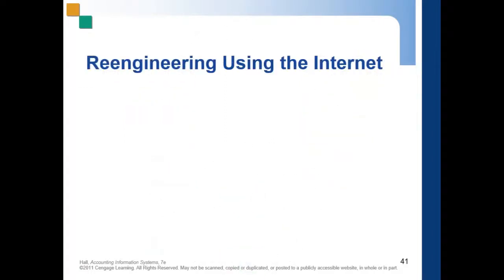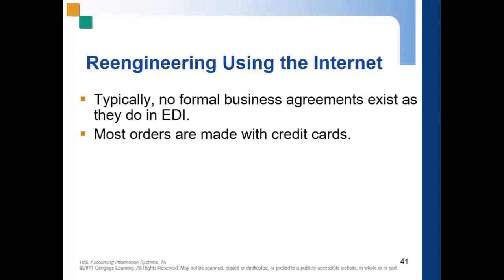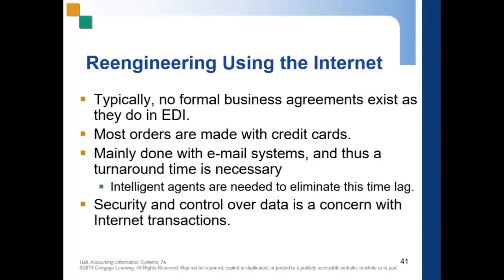Another reengineering method is through the use of the internet. Typically on the internet, there are no formal business agreements that exist. Unlike in EDI, where the customer and supplier agree to link their systems to be faster and to shorten the operating cycle time. Then most orders are made with credit cards and mainly done with email systems, and thus a turnaround document is necessary. Now, intelligent agents are needed to eliminate this time lag. And then security and control over data is a concern with internet transactions.